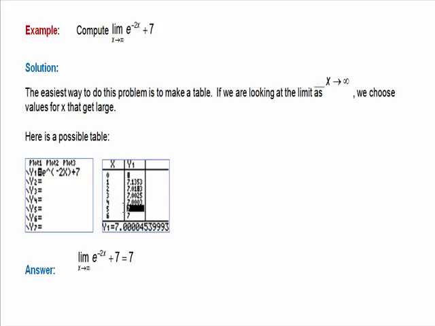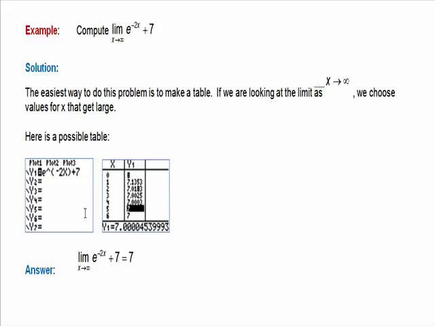And notice by the time I get to 5, the calculator is rounding. It only shows up to 4 decimal places. And so notice it's rounding to 7. But you'll notice I actually illustrated here that when x is 5, it's really 7.00004539993. But it's getting really, really close to 7. And so what we'll actually notice is the limit as x approaches infinity of e to the negative 2x plus 7 is in fact 7.